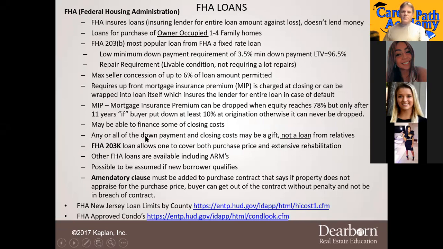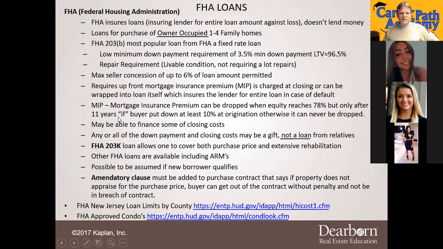So why do most people get FHA loans? It's easier to get, and it doesn't require a lot of money to put down. Lower down payment. It only requires a 3.5% down payment versus the 20% most conventional loans require, right? Yes.